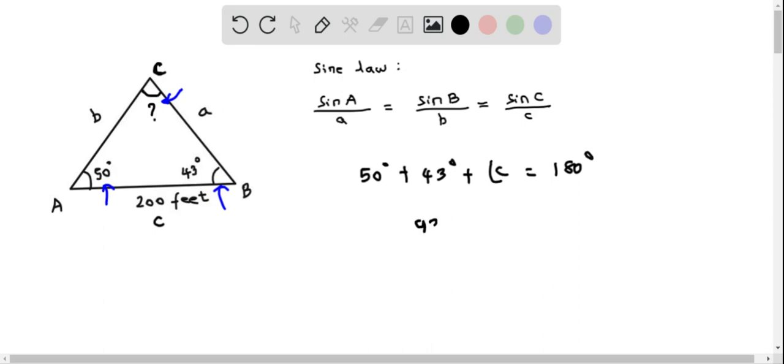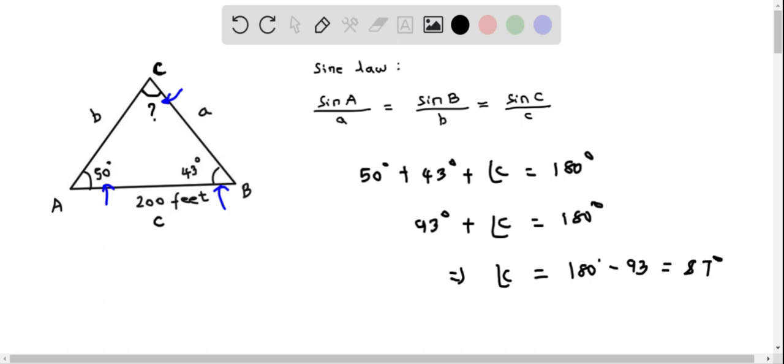50 plus 43 is 93 degrees, plus angle C equals 180 degrees, and this implies we subtract 93 from both sides. We get angle C equals 180 minus 93, and this equals 87 degrees. So we just determined the angle C, which is equal to 87 degrees. And this angle is required so that we can apply the sine law and determine one of the sides, A or B, first, and then we can determine the other side after determining the first side.